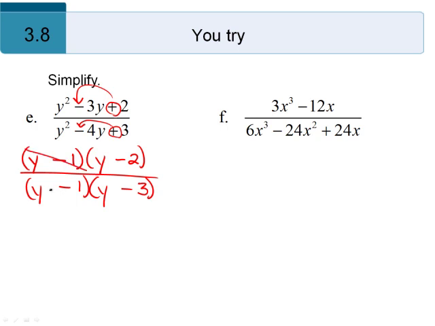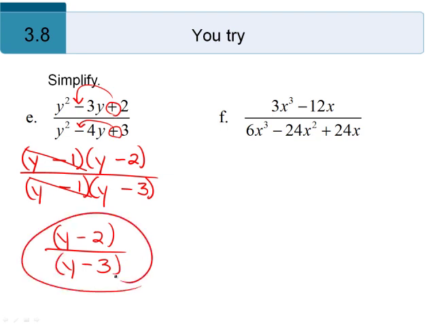Now we can cancel y minus 1. Those terms cancel. So we're left with y minus 2 over y minus 3. And that's your answer.